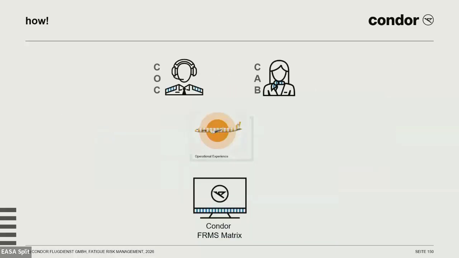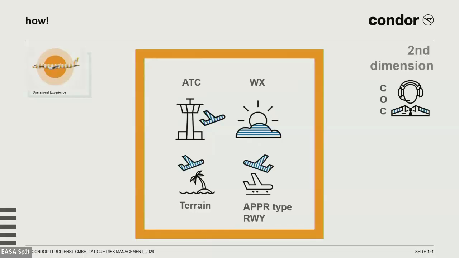Who lives? Our crews. So we want to bring them into the system, into the matrix, as I said, and we use three other dimensions. The biomathematical one is one dimension. Now we come to the second dimension. We're looking first in the second dimension at the cockpit. We look at the approaches our crews have to fly.